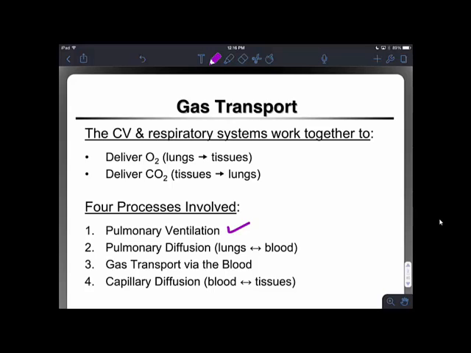Capillary diffusion is the exchange of gases between the blood and the tissues. And when I say tissues, I mean cells. In this class, we're primarily talking about muscle cells, but other cells in the body are receiving gases and producing gases. And so the exchange of oxygen from the blood into the tissues is called capillary diffusion, and the exchange of CO2 from the tissues into the blood is also called capillary diffusion. So we'll talk about these one at a time.